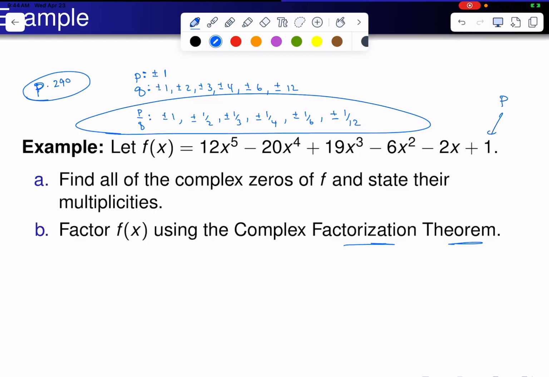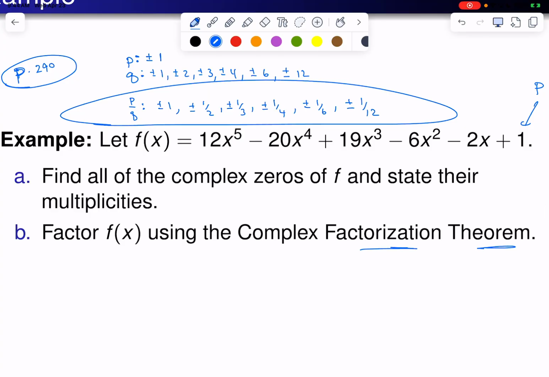So those are the only things we try. If I give it to you on the test and you don't have a calculator, it's going to work fast. If I don't give you a calculator, it's going to be one of these P over Qs, and it's going to happen quick. It's probably not going to be a fraction, and if it is a fraction, it's going to be an early one. I'm not going to make you go deep into this. All right, let's try 1.